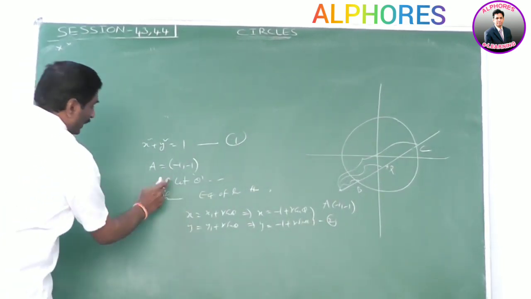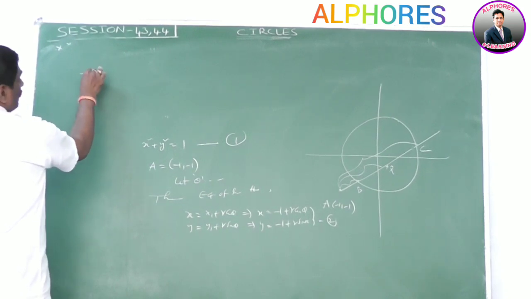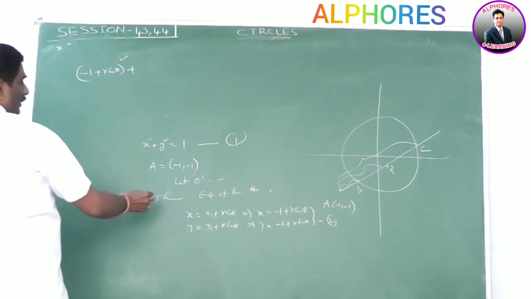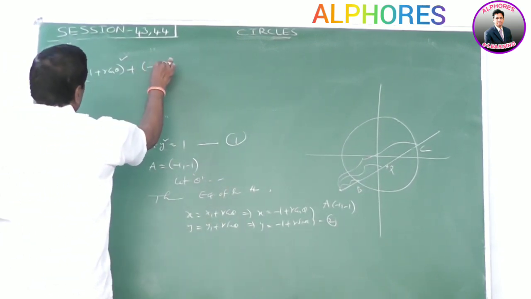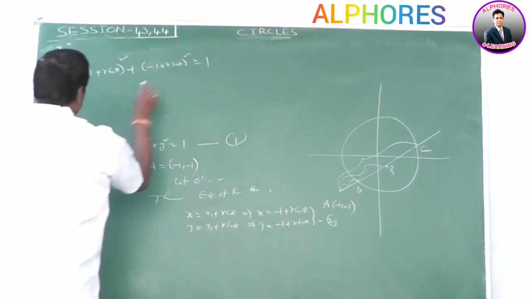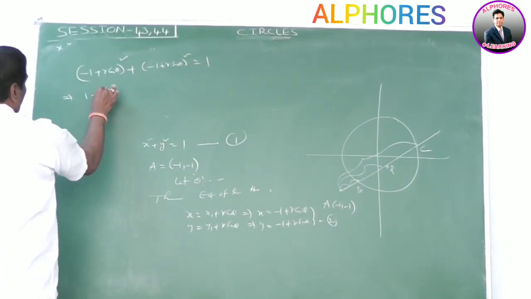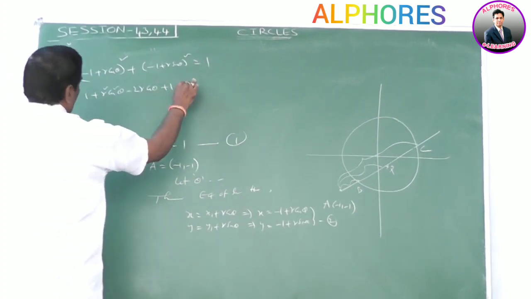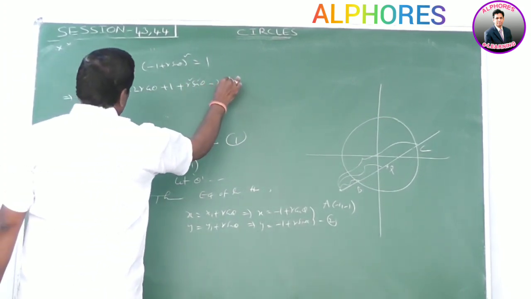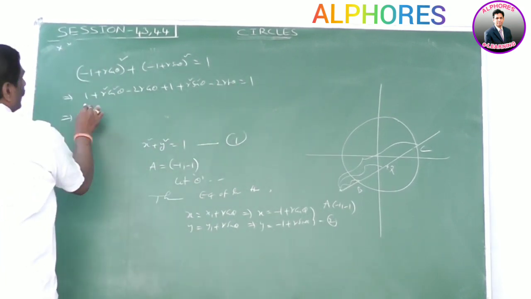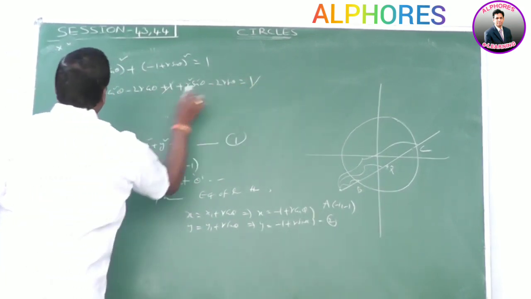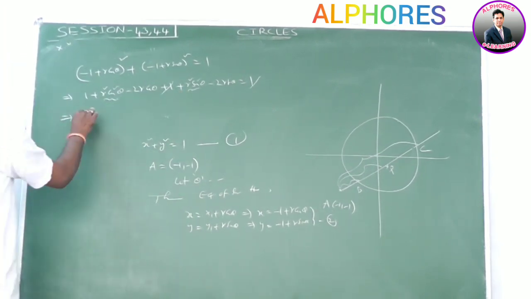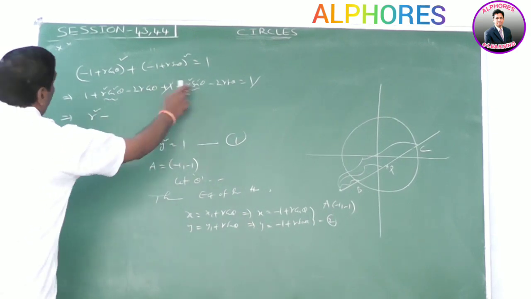Substitute the values of x, y in this equation. (-1 plus r cos theta) whole square plus (-1 plus r sin theta) whole square is equal to 1. That means 1 plus r square cos square theta minus 2r cos theta plus 1 plus r square sin square theta minus 2r sin theta is equal to 1. Okay, 1 cancels. r square cos square plus r square sin square means r square into cos square plus sin square. That means r square minus 2r cos theta minus 2r sin theta.